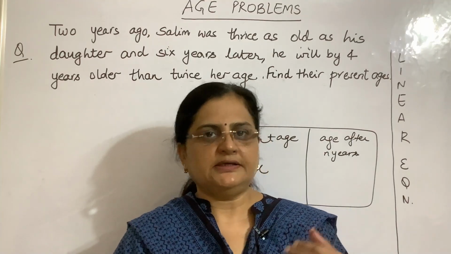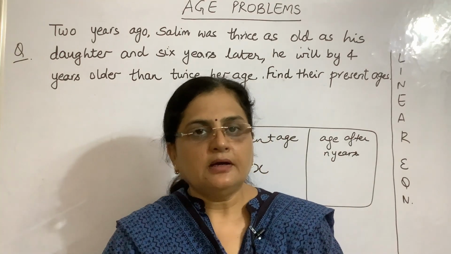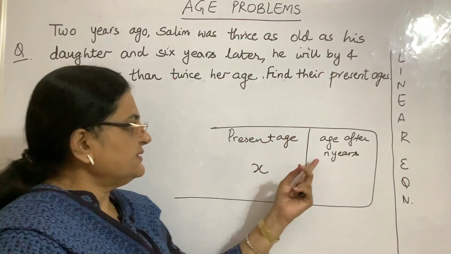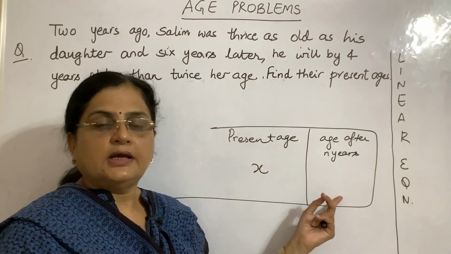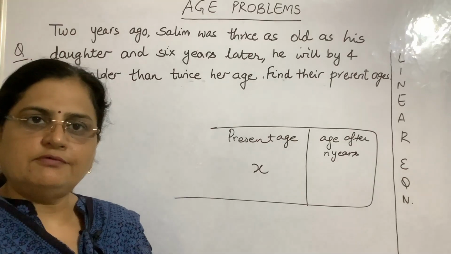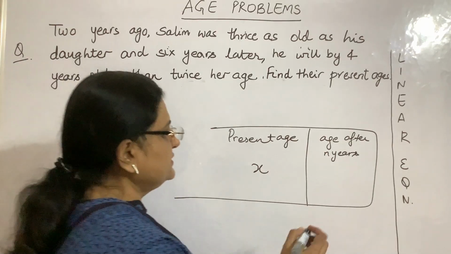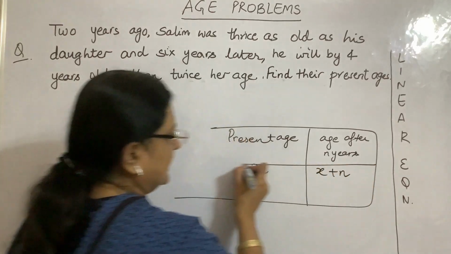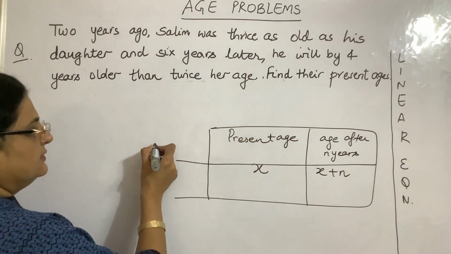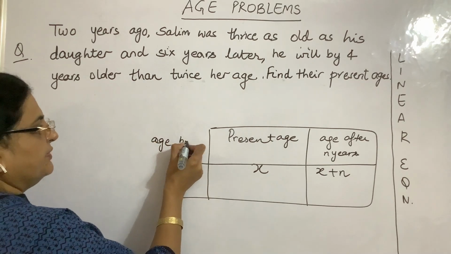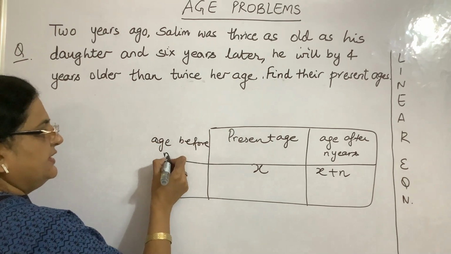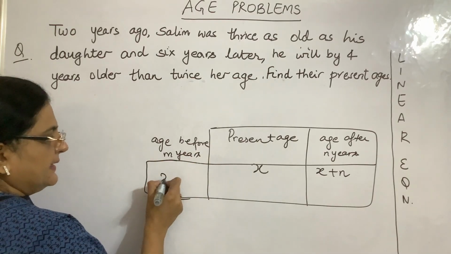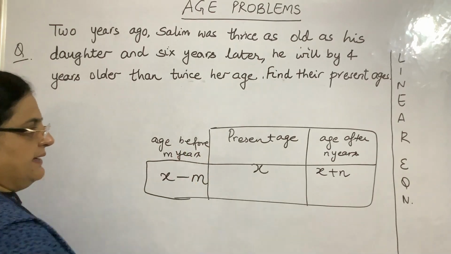15 plus 2. Okay. I have seen that many students multiply over here. It has not to be done. How will you find the age after n years? The age will be x plus n, and the age before n years will be x minus n.